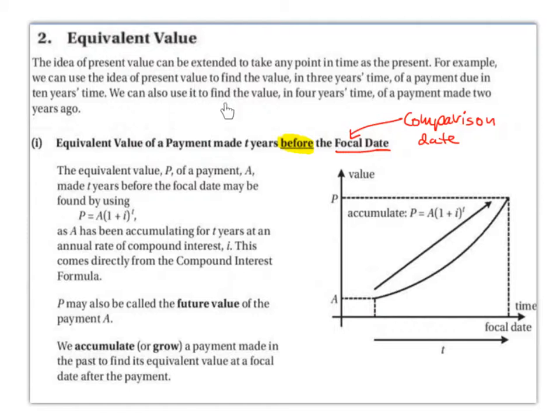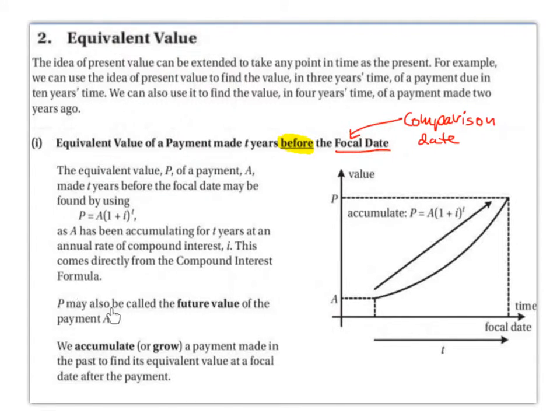We can also use it to find the value in 4 years' time of a payment made 2 years ago, and so on. Equivalent value of a payment made t years before the focal date. The focal date is the comparison date. The equivalent value P of a payment A made t years before the focal date may be found using P equals A times (1 plus i) to the power t, as A has been accumulating for t years at an annual rate of compound interest i. This comes directly from the compound interest formula.